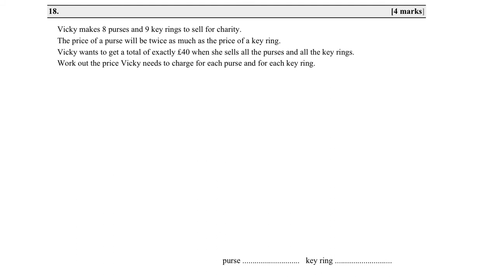Okay, Vicky makes 8 purses and 9 key rings. So 8p plus 9 rings. She sells them for charity. The price of a purse will be twice as much as the price of a key ring. So we know that p is in fact 2 lots of the ring, isn't it? So I'm going to get rid of this p and write 2r. Vicky wants to get a total of exactly £40 when she sells the purses and all the rings. So we want the total to be 40 of 8 lots of 2r plus 9r. Work out the price she needs to charge for each purse and key ring.